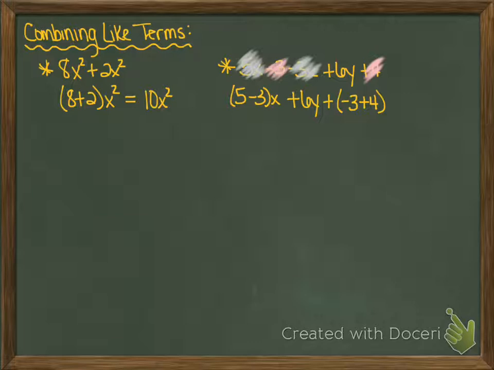If highlighting doesn't work best for you, sometimes you can underline, or put a different shape around the types of like terms.